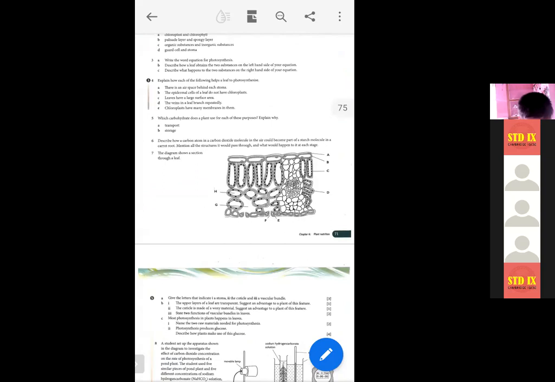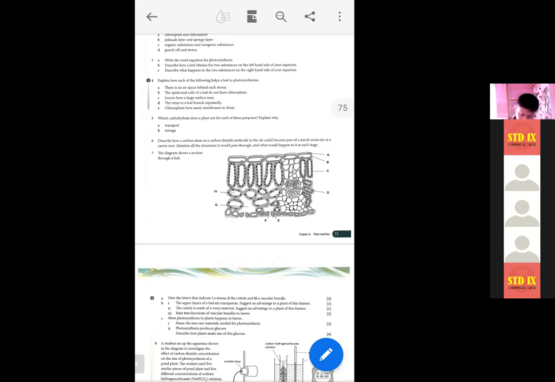Which form of carbohydrate does a plant use for each of these purposes? For transporting, sucrose. And explain why sucrose is used for transporting. Because it is a soluble sugar, it is dissolved in water for transport. It is not much reactive. So sucrose is not much reactive and it is also soluble in water. So this is why it is used for transport.